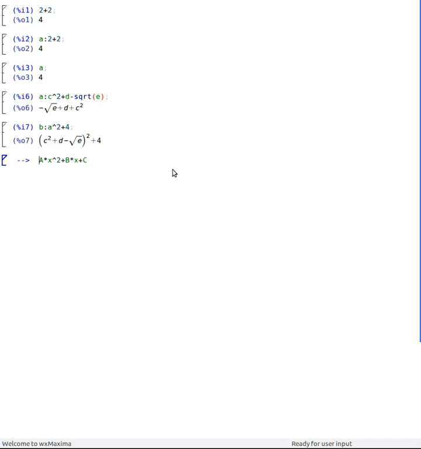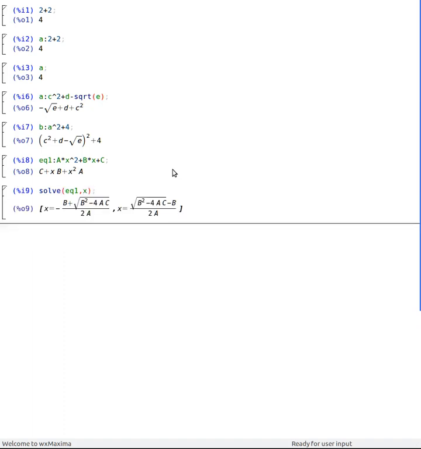This representation of an equation, we can give a name for that. So we can assign this expression to a variable, and then it will be our equation. And then we can manipulate it. So as I said, we can try to solve this equation for x and that will give us the classical solution for a quadratic equation.